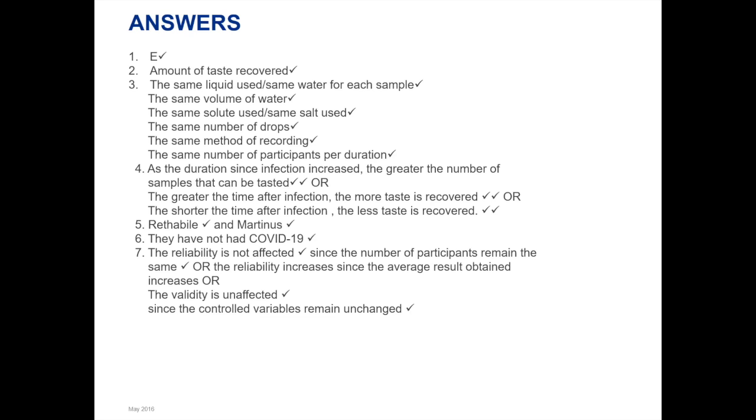Did it affect validity? No. All the fixed variables in the beginning of the experiment were not affected. So remember, for validity to be maintained in the experiment, the fixed variables must remain the same throughout the experiment. And by changing one result for another, it did not affect the control variables at all. So make sure you learn how to answer questions like number 7. It's a very good question for you to get.